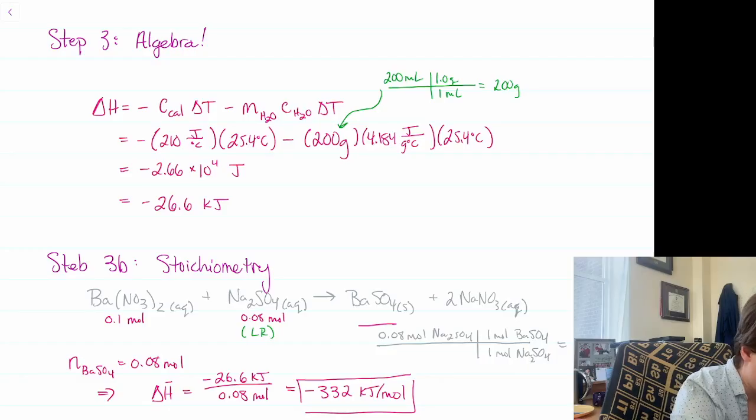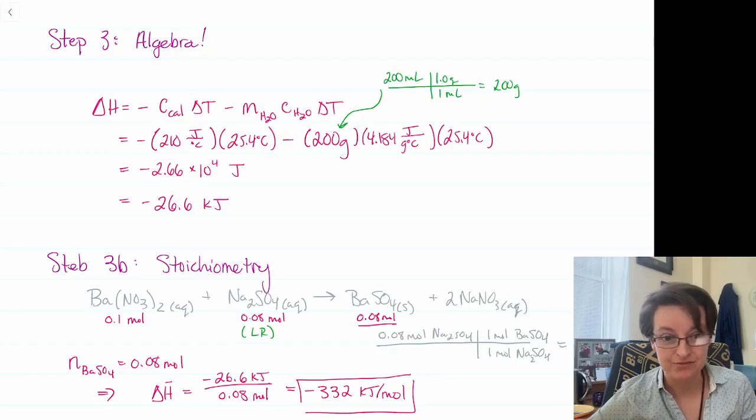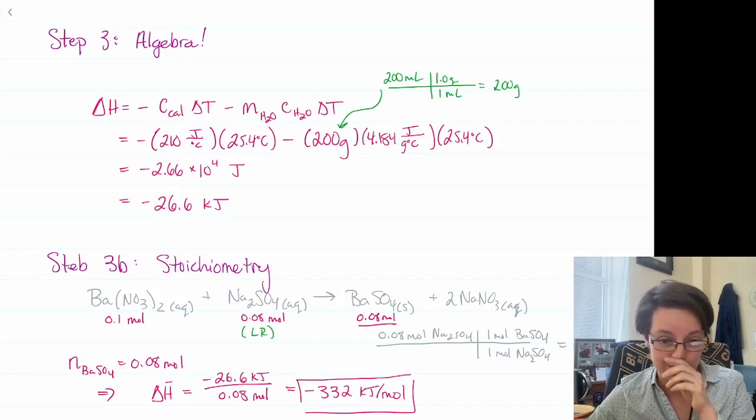then we can know that the moles of barium sulfate, which is what we're asked to calculate and report our answer in terms of, well, that's simply equal to the moles of sodium sulfate. So my moles of barium sulfate is going to be 0.08 moles, and that allows me to solve the final step of the problem, which is to make sure that I take the heat that I calculated and divide by the appropriate number of moles to get my final answer, which ends up being negative 332 kilojoules per mole.